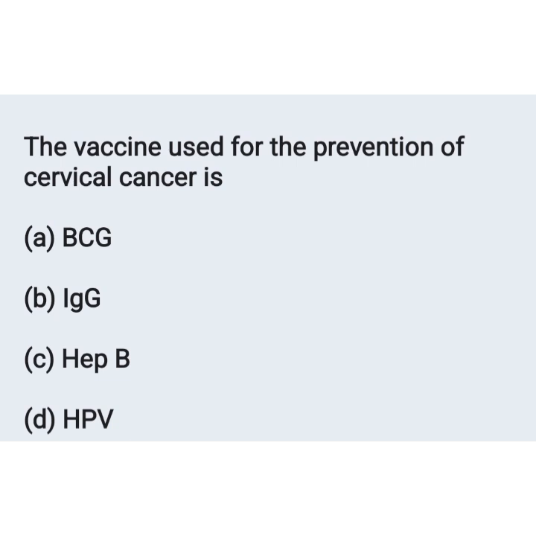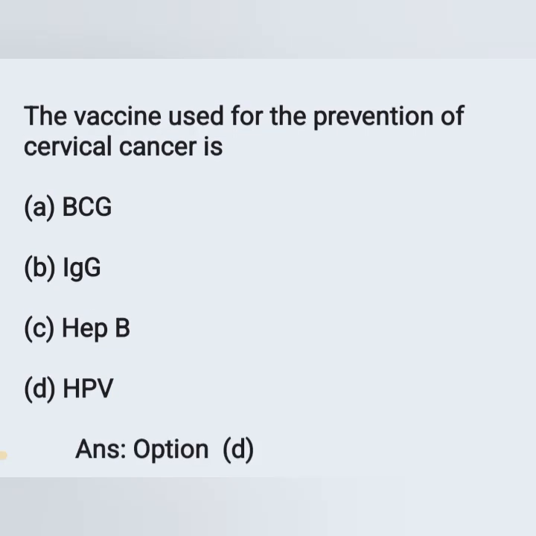The vaccine used for the prevention of cervical cancer is? Options. Option A, BCG. Option B, IgG. Option C, hepatitis B. And option D, HPV. The vaccine used for the prevention of cervical cancer is the HPV vaccine. Option D is the correct answer. Move on to the next question.